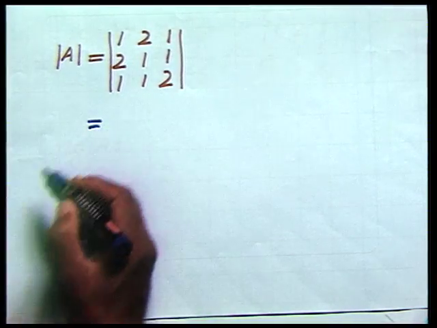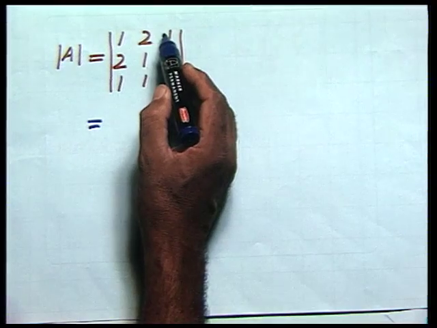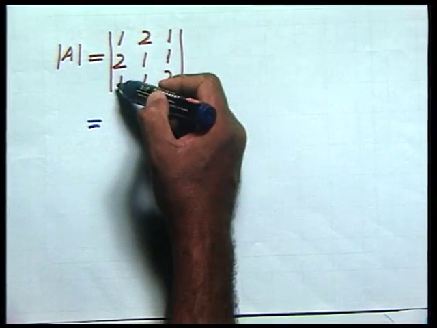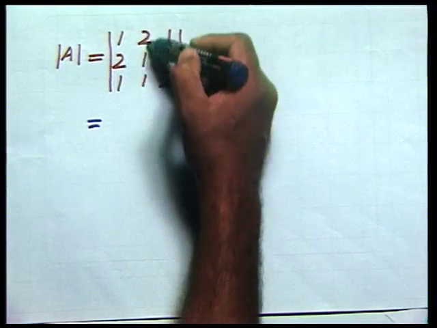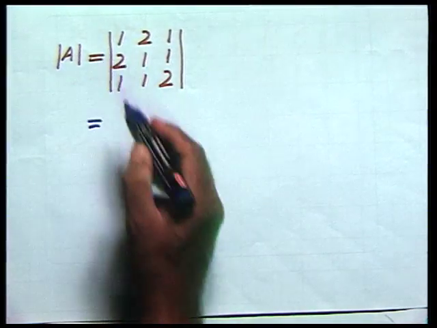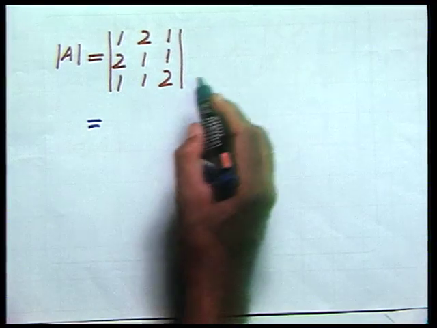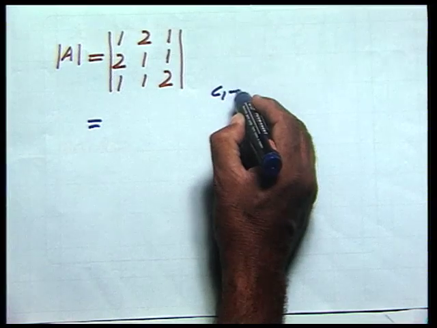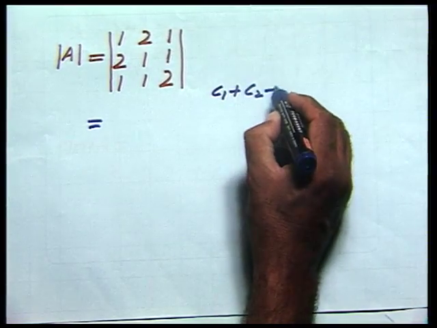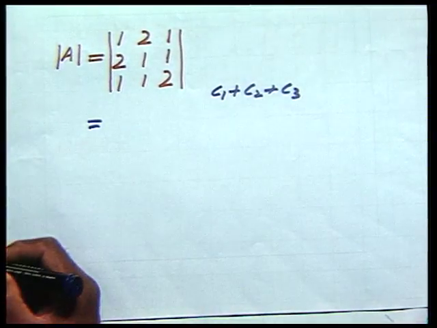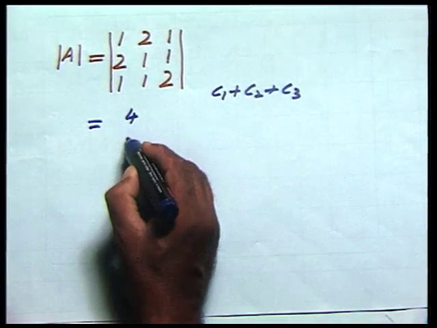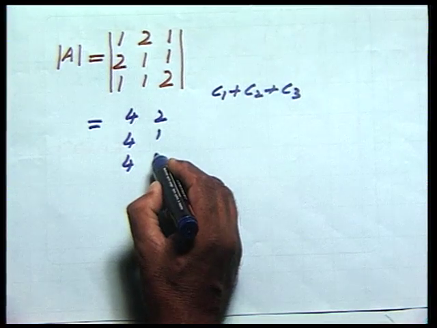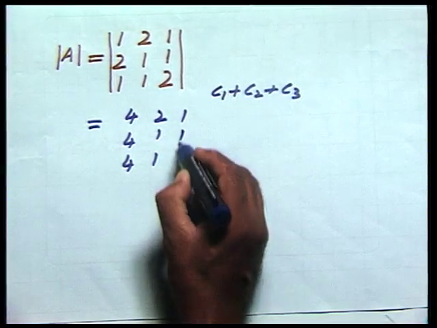If this value is to be worked out, then remember the various properties that we had. In this case, we find that the sum of these 3 elements, whether we go into the rows or into the columns, comes out to be the same. So, what I do is I add into the first column the second column and the third column. I will be getting 4 4 4, 2 1 1, 1 1 2.